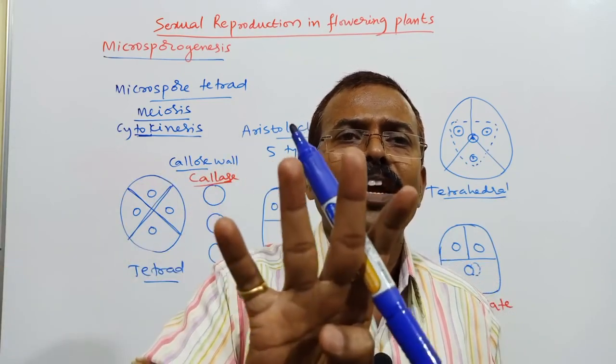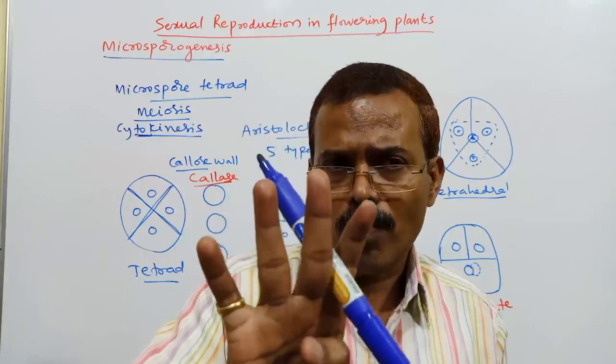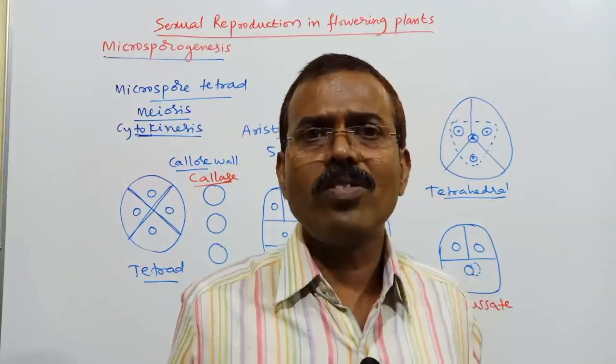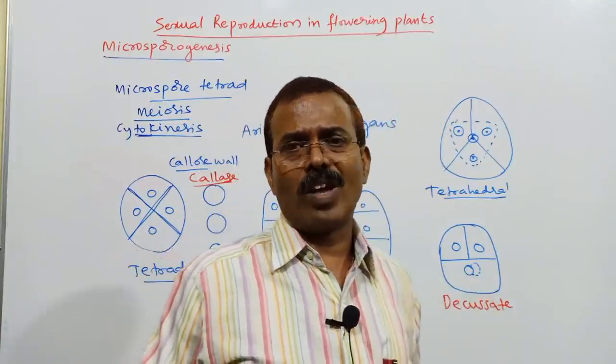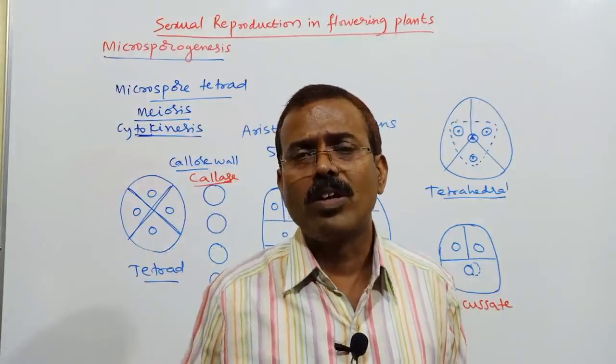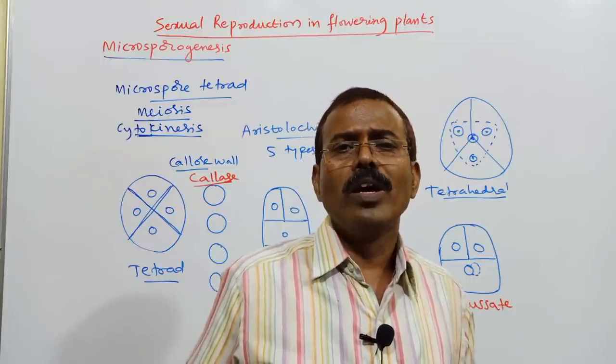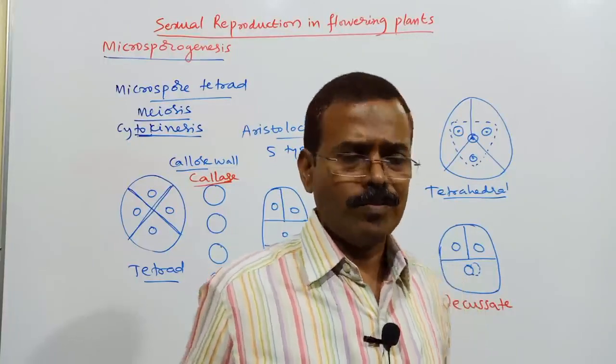So you will get 4 pollen grains at the end from each microspore mother cell. So this is how the microsporogenesis occurs, which results in the formation of microspores or the pollen grains. So microspore can develop into pollen grain.